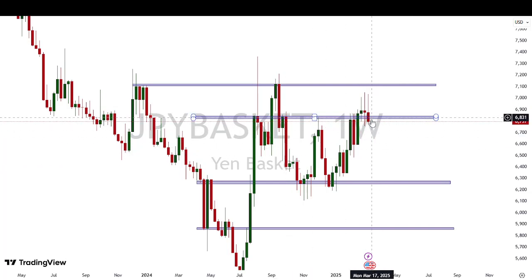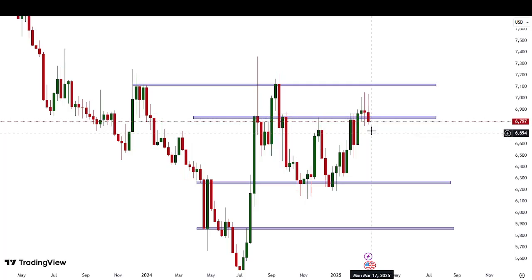But I would say that the move is likely just going to be temporary. All right, it's likely just going to be temporary. But let's see what happens. But believe me, this is going to move. This is going to go down a little bit.